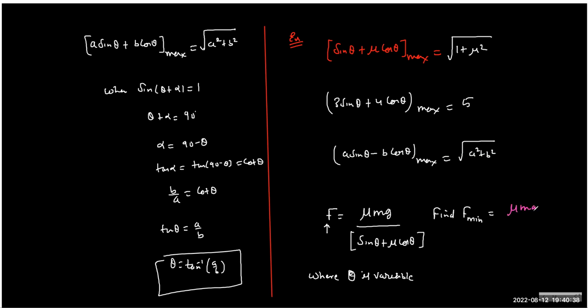So this we can write as mu mg upon this something maximum. That's all we can find. And what is the maximum of the denominator? Root of 1 plus mu square.